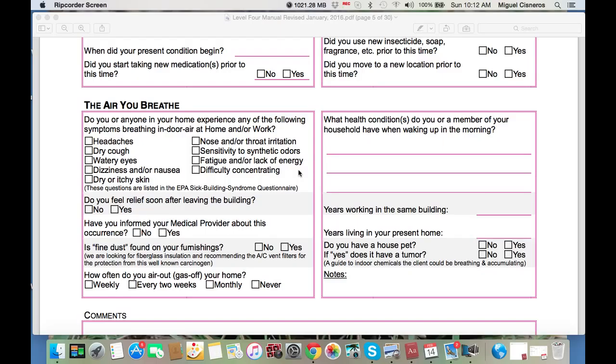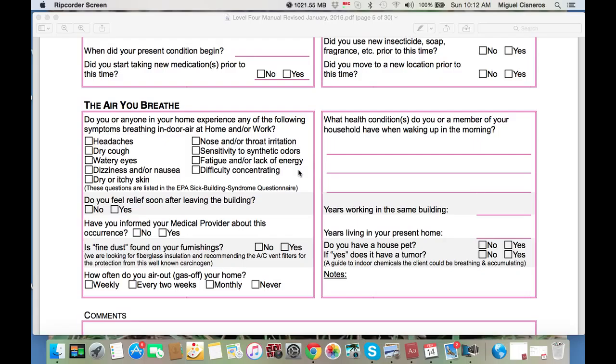We cover this in the first part, in the air you breathe. How often do you air out your home? The EPA called it gassing off your home. Weekly, every 2 weeks, monthly, never. The recommendation is to do it on a weekly basis, or every 2 weeks, or even monthly. Definitely when you're cleaning, if you're still using chemical cleanser, to diffuse it as you clean. But a home that has all the windows open weekly is definitely a healthy home. Once again, every 2 weeks or monthly for some. Never is not a good one.